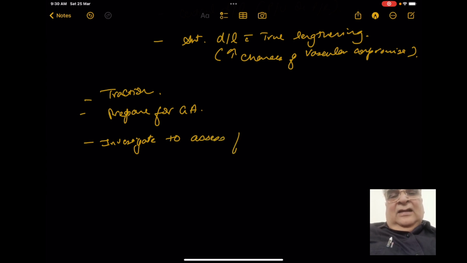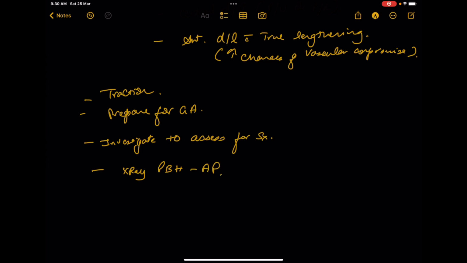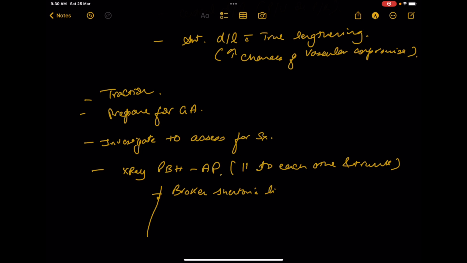We would image by an X-ray of the pelvis, AP view, with both hips in neutral, parallel to each other and parallel to the trunk. Both lower limbs parallel to each other and parallel to the trunk. A broken Shenton's line would indicate a posterior dislocation of the hip, and a misplaced head would indicate a dislocation of the hip.